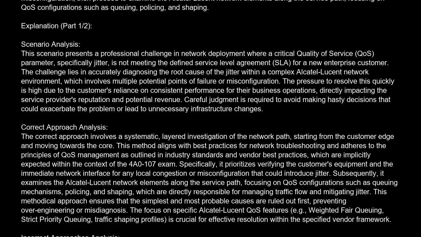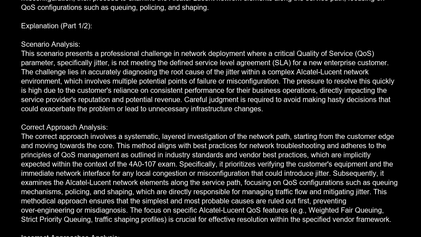The correct answer is C. Systematically verify the customer's edge equipment and the immediate network interface for any local congestion or misconfiguration. Then proceed to examine the Alcatel-Lucent network elements along the service path, focusing on CoS configurations such as queuing, policing, and shaping. Explanation. Scenario analysis.